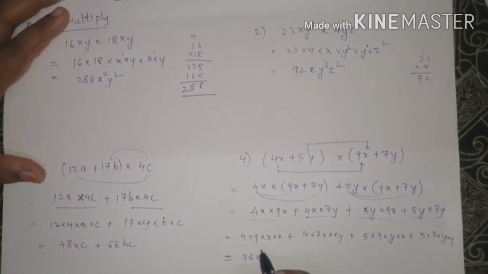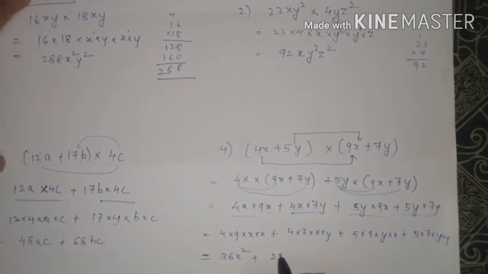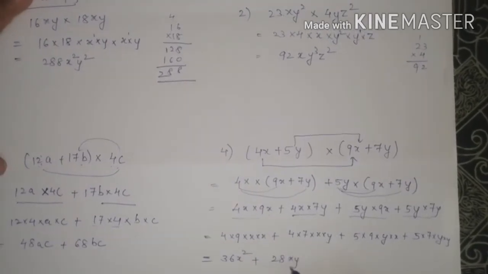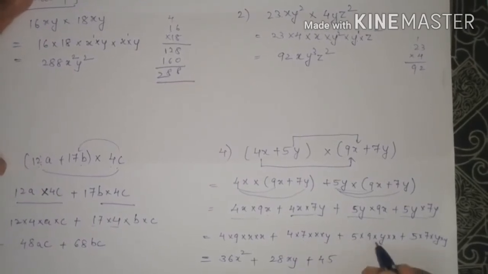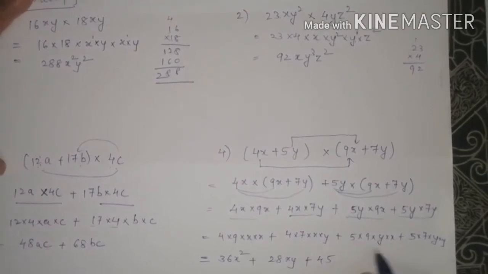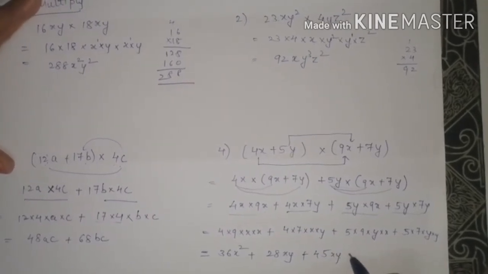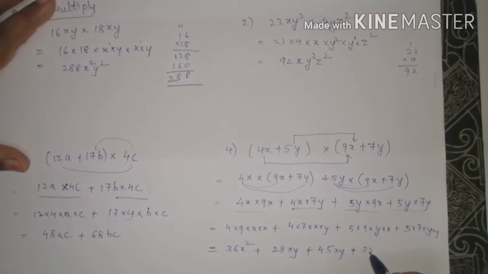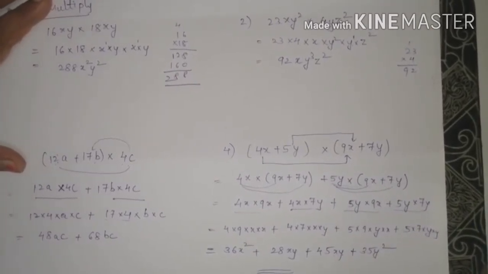X into x will become x square plus 4 7s is 28. X into y is xy plus 5 9s is 45. X into y, first take x then y because x comes first, y comes later, plus 5 7s is 35. Y into y is y square. So this is our final answer.